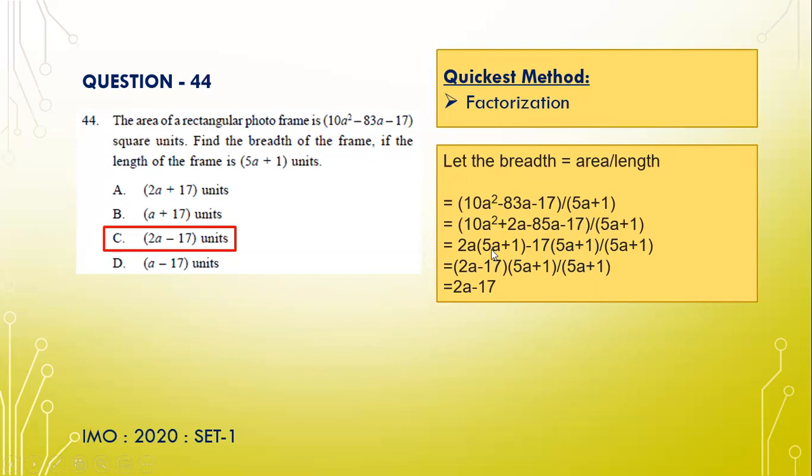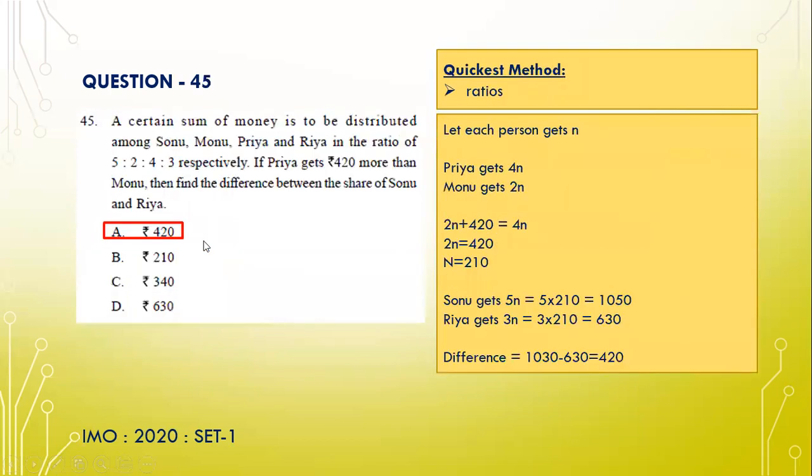So again the common factor is 2a minus 17 into 5a plus 1, upon 5a plus 1. So 5a plus 1 and 5a plus 1 will get cancelled. The only thing that remains is 2a minus 17. So the breadth is 2a minus 17.